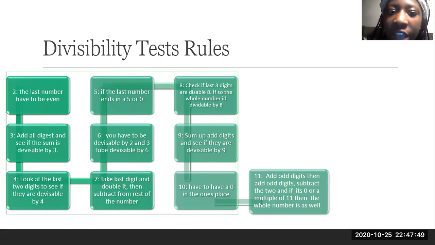For 8, you check the last 3 digits. If the last 3 digits are divisible by 8, the whole number is divisible by 8. For 9, you add all the digits, just like 3, and if that sum is divisible by 9, then the whole number is divisible by 9. For 10, the last digit has to be 0. As for 11, add the odd digits, then add the even digits, then subtract the two. If the result is a multiple of 11, or if it's 0, then it's divisible by 11.